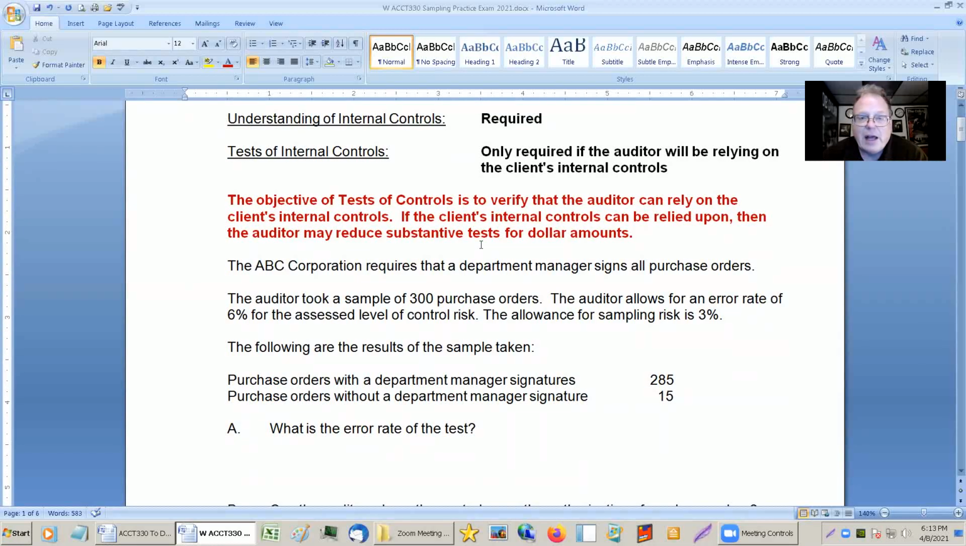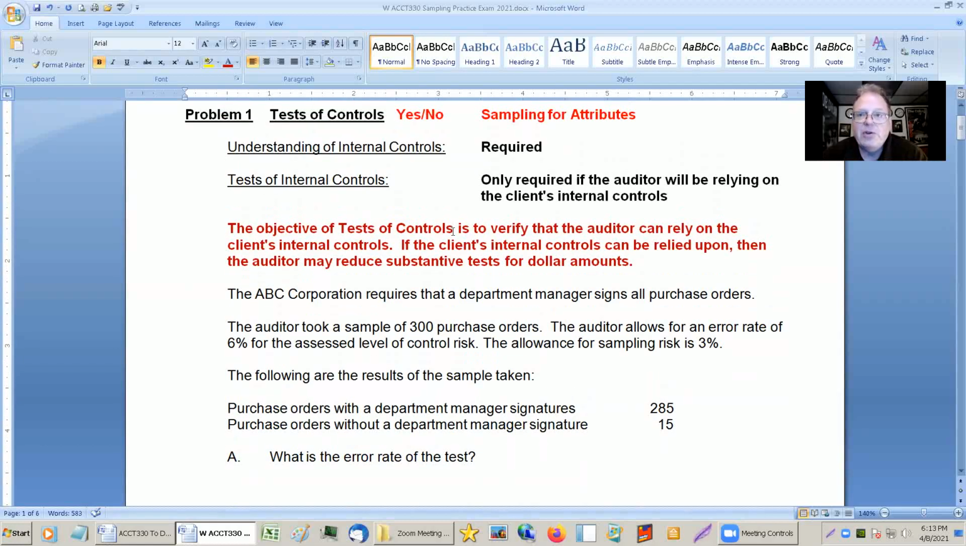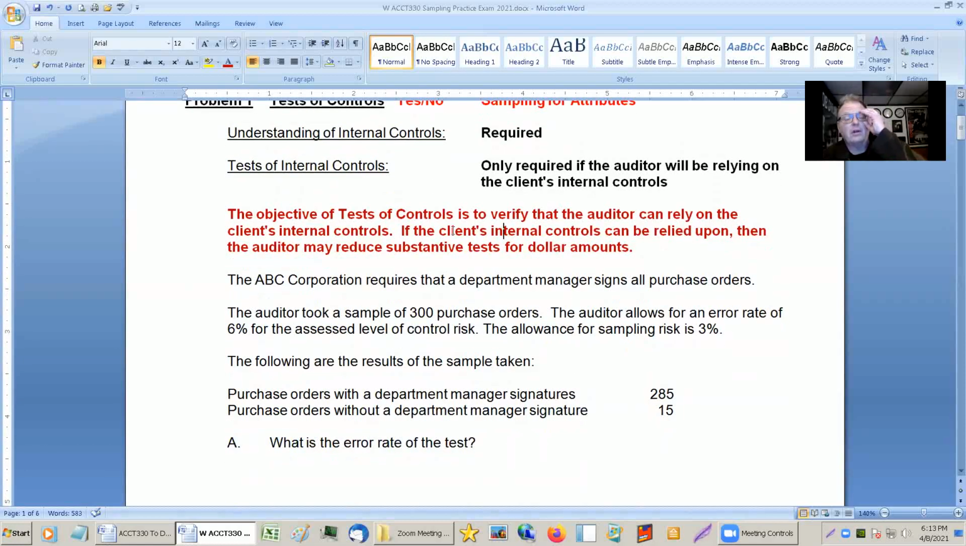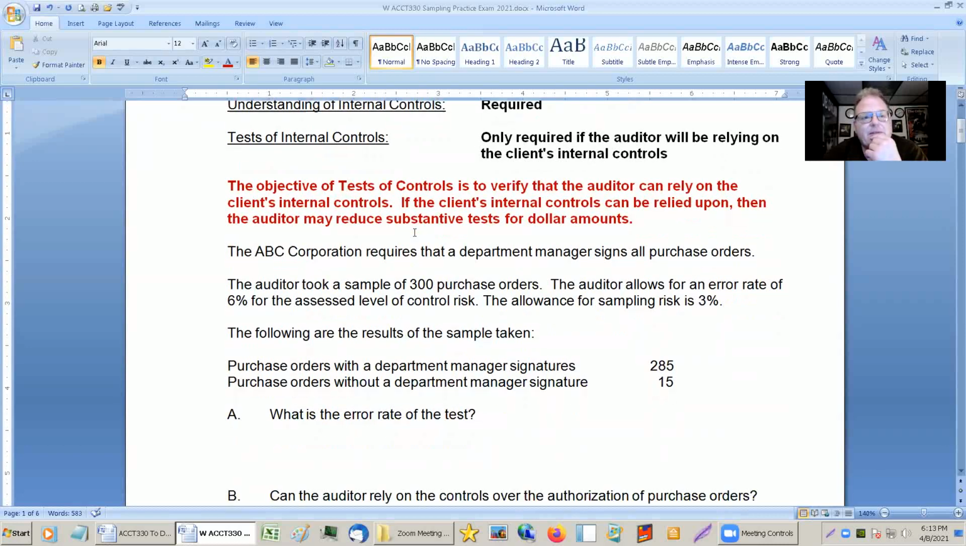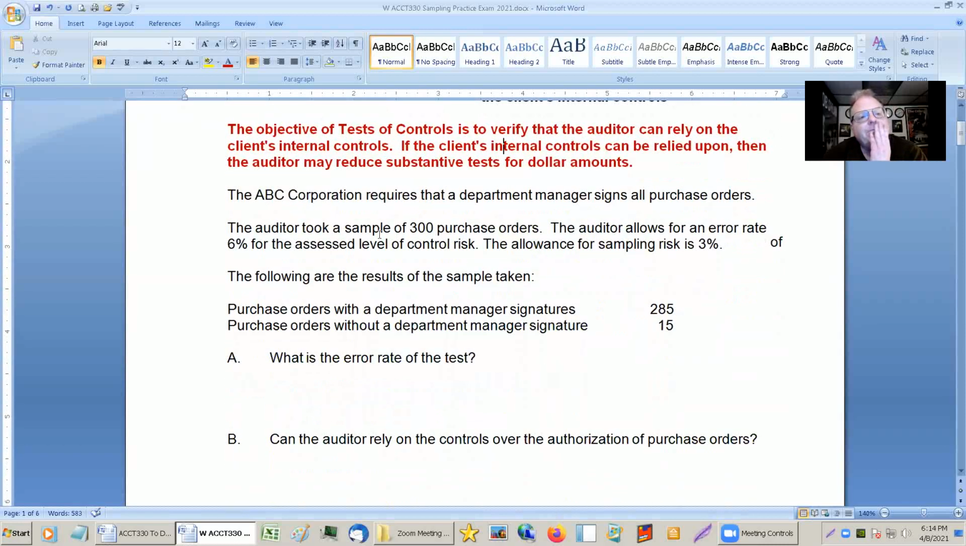Unless you're going to rely on the internal controls, then it's required. But you do not have to rely on internal controls. You get to say, okay, I'm just going to forget about the internal controls. I'm just going to do substantive testing. Okay, so here we have this rule. It requires that a department manager sign all purchase orders.